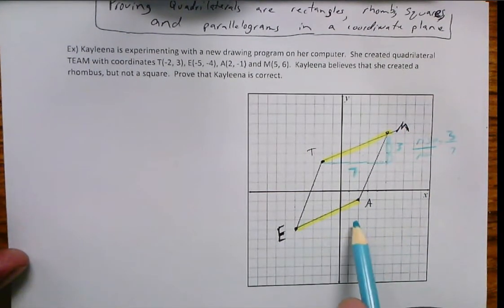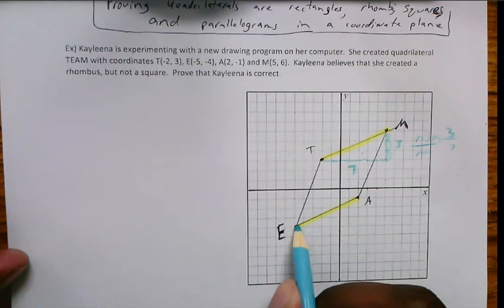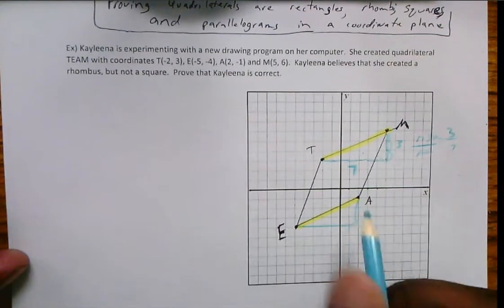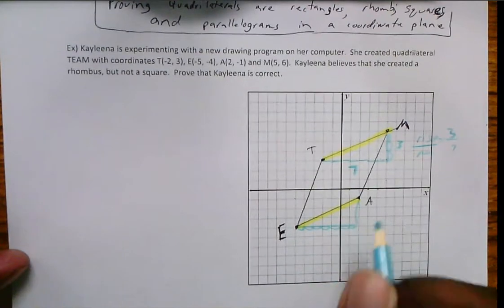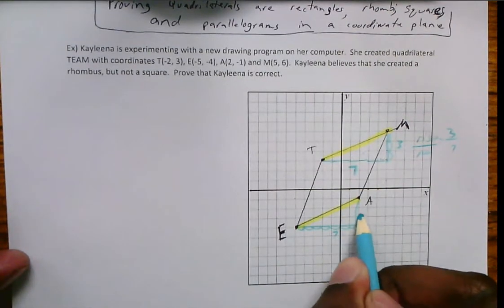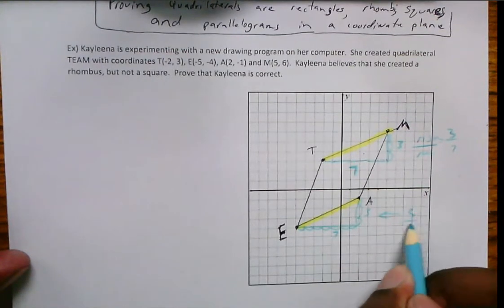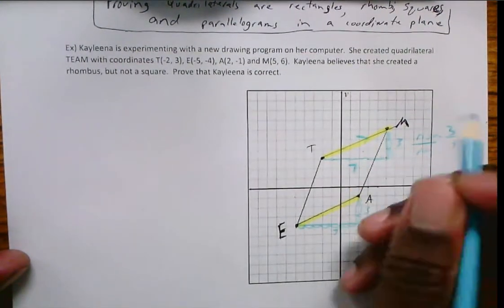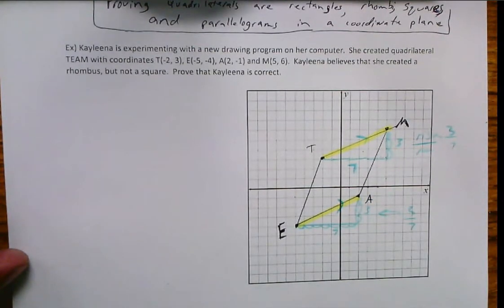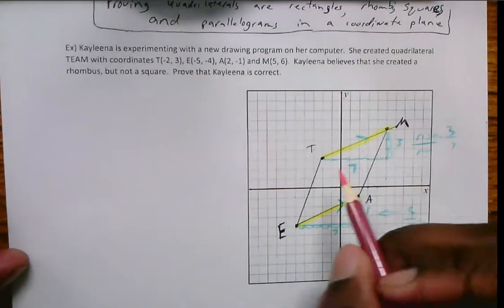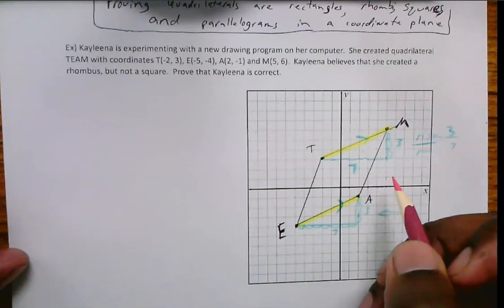If this slope is the same, it may be a parallelogram or a trapezoid. So I'm going to check that one. If I go over and up, I can go over 1, 2, 3, 4, 5, 6, 7. So 7 over, up 1, 2, 3. So that slope is also 3/7. So these two lines are parallel. So it's on track, and it may be a parallelogram. Let's test the other pair. If TE is parallel to MA, then it may be a parallelogram.